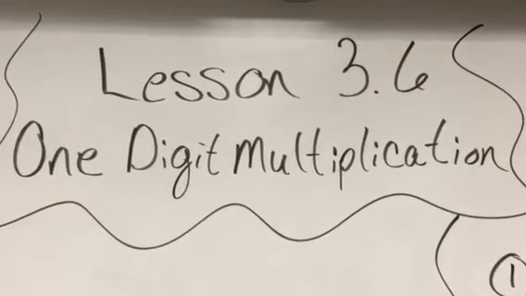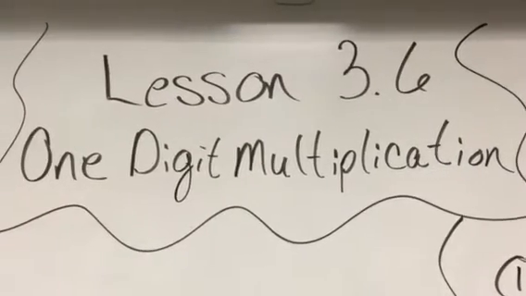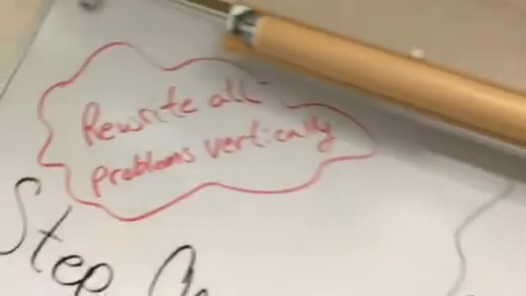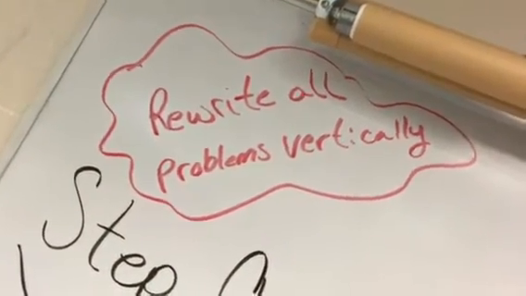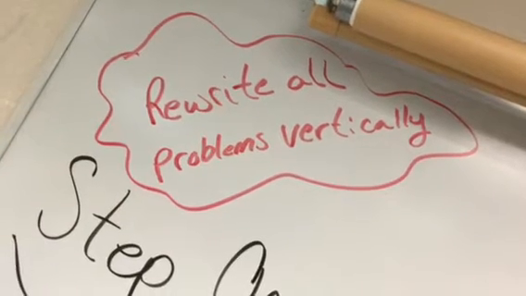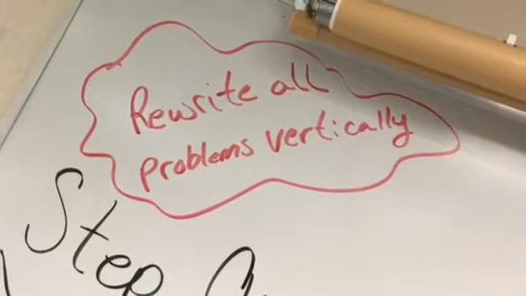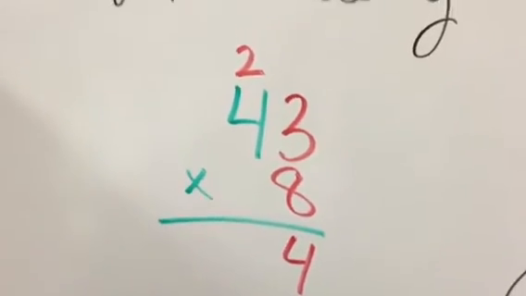Lesson 3.6, one-digit multiplication. Before we start, I want this note to be on the top of your minds. I don't care how the problem looks. I want you to write all problems vertically. If you're not sure what vertically means, it means like that, up and down.